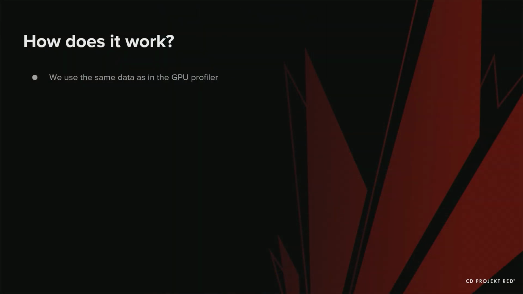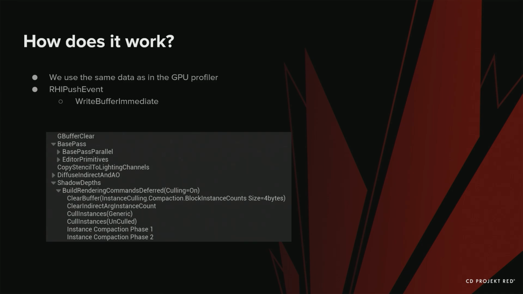So let us move to the implementation of the custom breadcrumbs. As shown before, all the markers have a hierarchy. We schedule markers based on the events pushed to the GPU profiler through RHI push events. RHI push events then schedules a write to a shared buffer. This shared buffer is written to using WriteBufferImmediate and contains all markers. Here's an example of the same hierarchy you would see in the GPU profiler. You would get the exact same thing back in the GPU breadcrumbs.